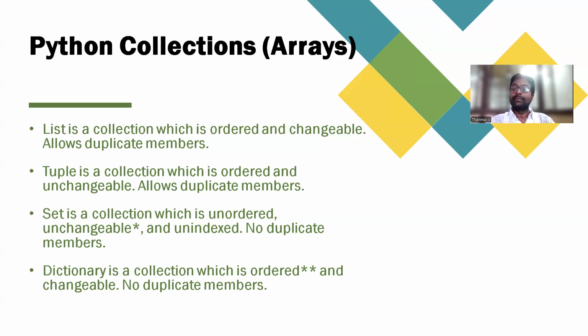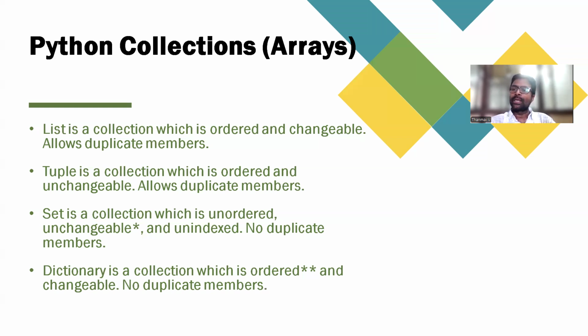And a list allows duplicate values. In a list, the elements may be duplicate values. The list type of Python collection will accept duplicate values. You can keep duplicate values also as members, as elements of a list.